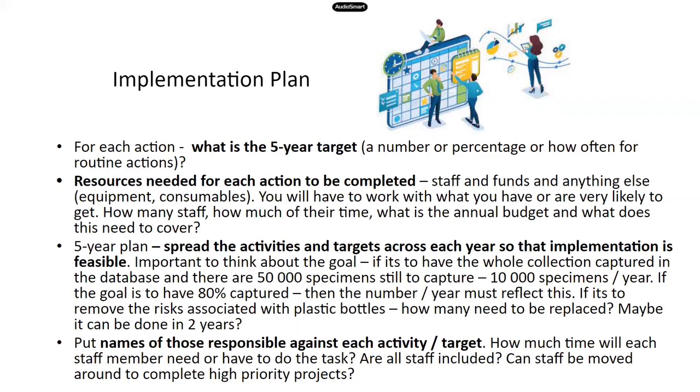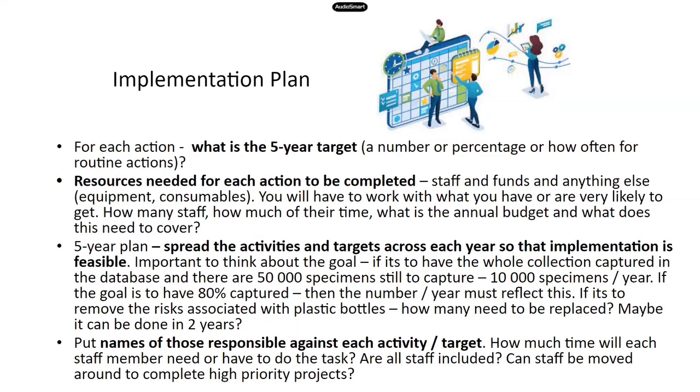So think about the goal. So if you said we're going to have our whole collection data captured, and the number still to capture is such that it's 10,000 specimens a year. If the goal is to have 80% captured, then the number per year must reflect that. If it's to remove the risks associated with plastic bottles, how many need to be replaced? And you don't have to spread it over 5 years. Maybe it's urgent enough that you put all your resources in and you get it done in 2 years. You've got to think about how you spread these things out.